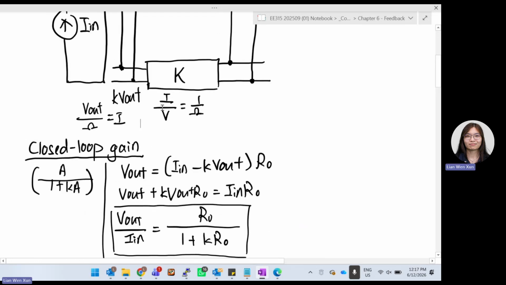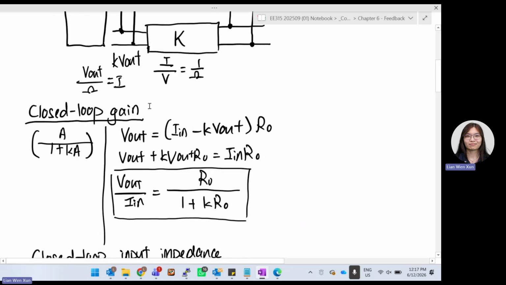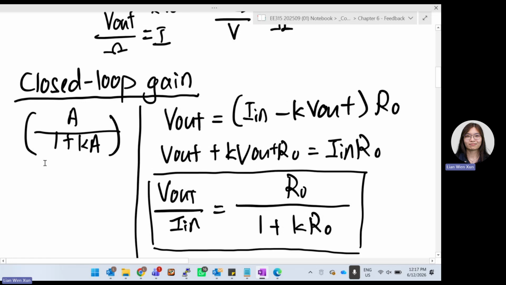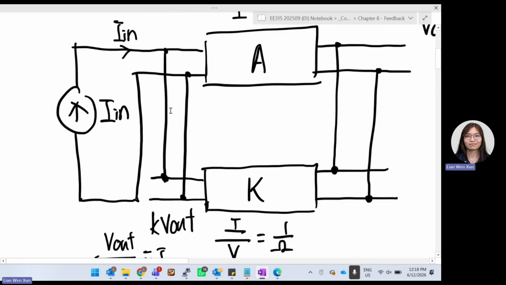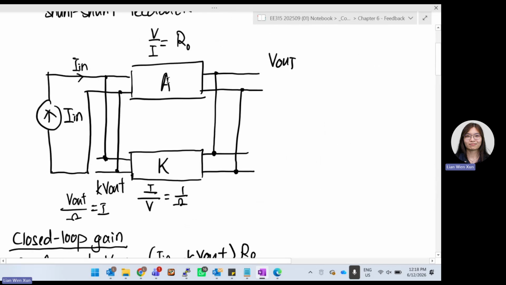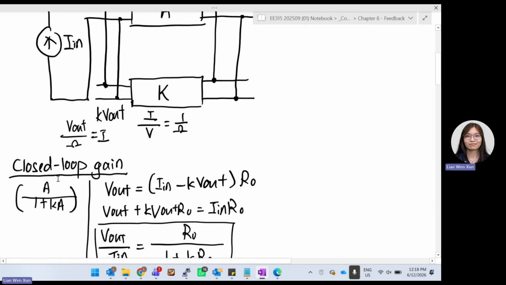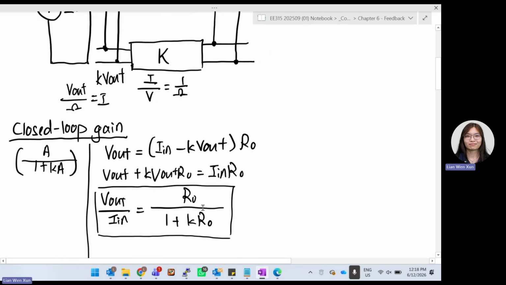Then we examine what the closed loop gain is. Generally, when we first derived it, we already know closed loop gain is supposed to equal A over 1 plus Ka. But just now, when we drew this circuit, what exactly is the A? We say that this A is basically one resistor. So we change this A to be a resistor. We call it R0.